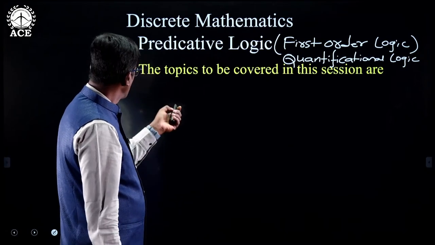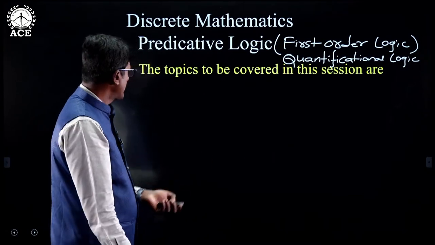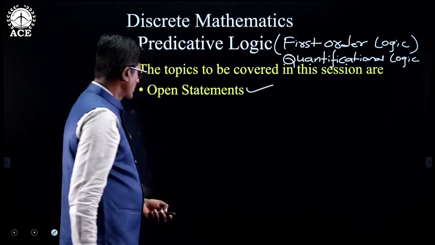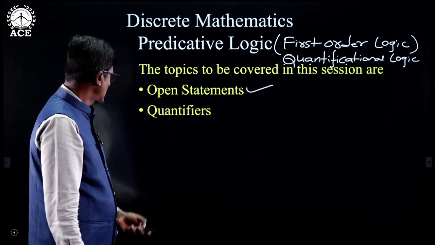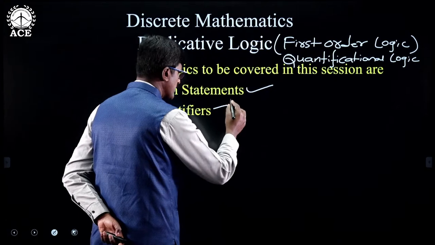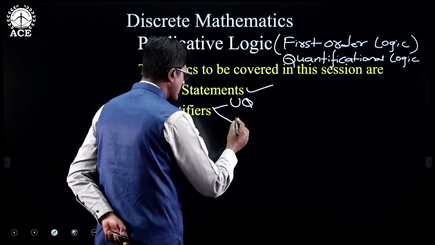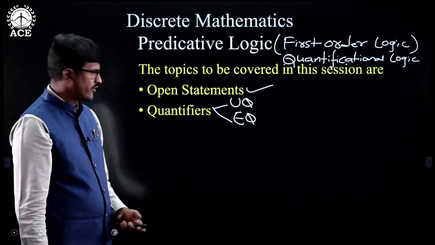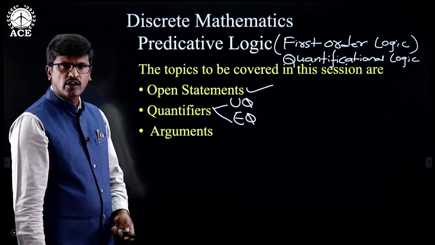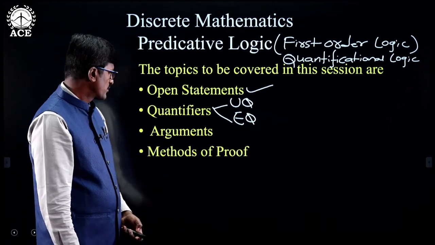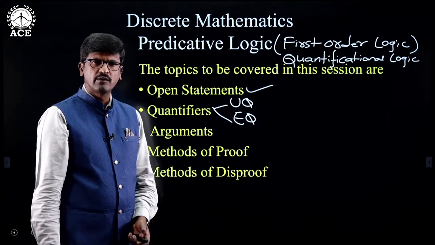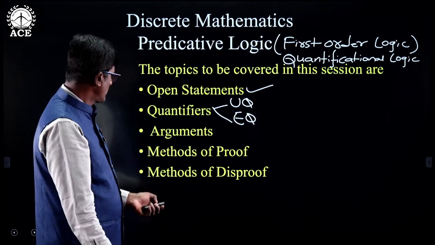In today's predicative logic session, I will be explaining the following topics. The first one is open statements. Then we'll discuss the quantifiers. There are two types of quantifiers: universal quantifiers and existential quantifiers. Then we will discuss arguments, then methods of proof and methods of disproof. These are all the topics I will be explaining in today's live session. Now let us get into the topics.